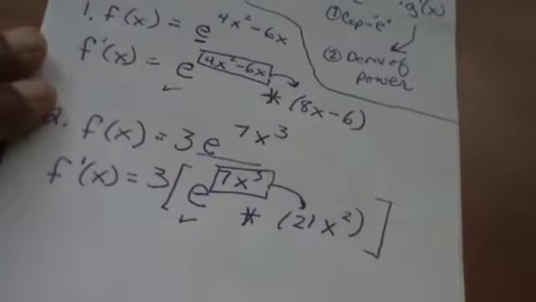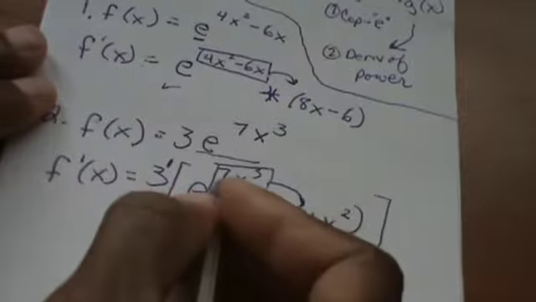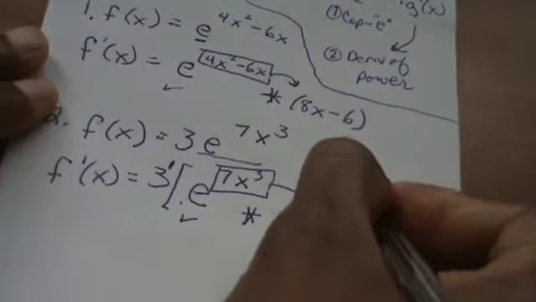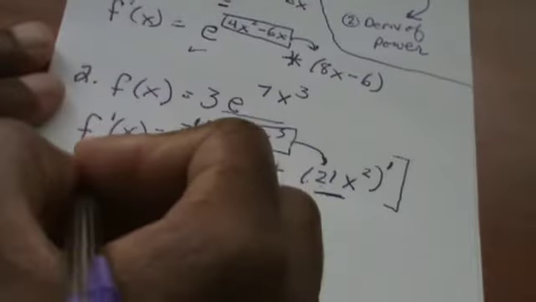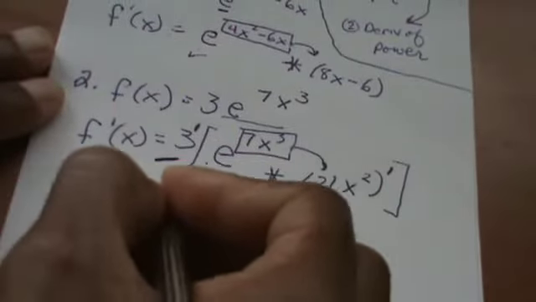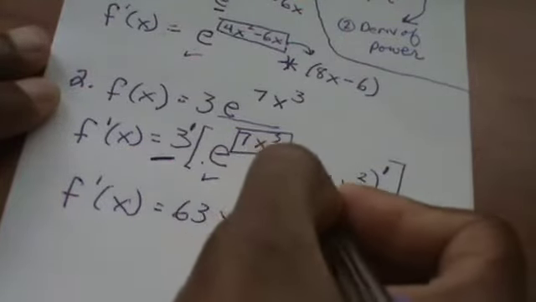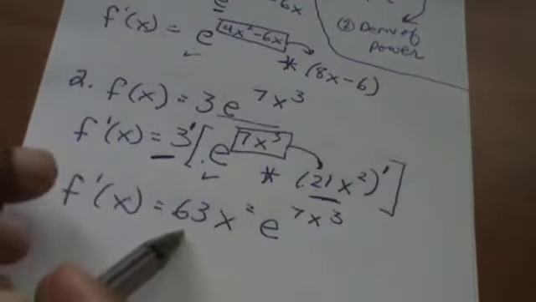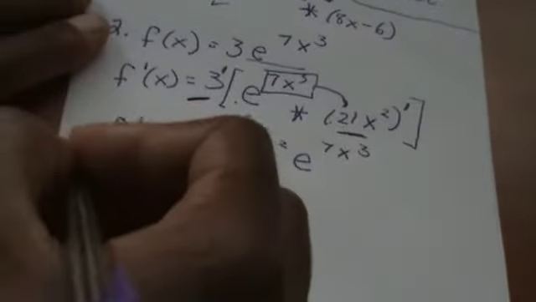All right. So let's see, in this case we can actually combine some things. The 3 is raised to the first power. The e is raised to the 7x cubed, so I won't be able to combine that. But the 21x squared as a chunk is raised to the first power. So I can combine this with this. So then f prime of x equals 63x squared e to the 7x cubed. And I'm done. Okay, as I mentioned, I typically write things in the front of my exponential function.